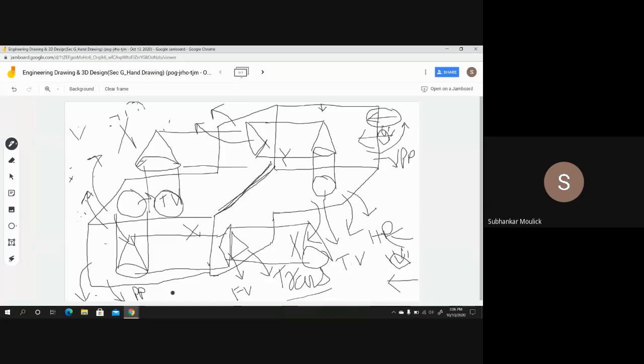That means either you will be told to get the views in the first angle projection method, or it will be told to you to solve the entire problem by the third angle projection method. But whatever concept that we have discussed so far, this concept will be applicable for each and every problem. Is it clear? Yes, sir. Okay.